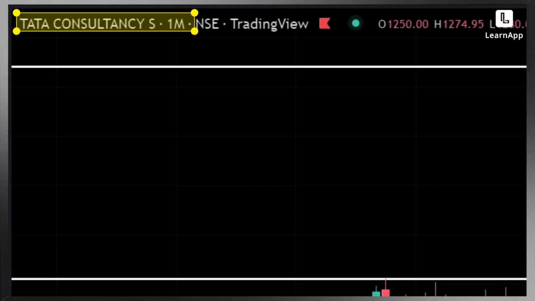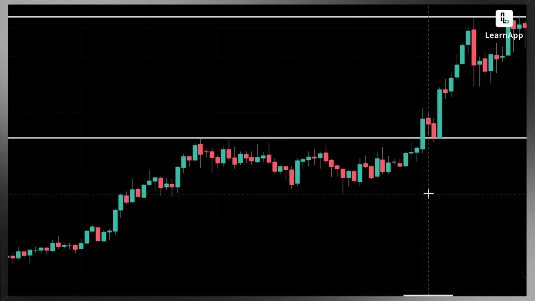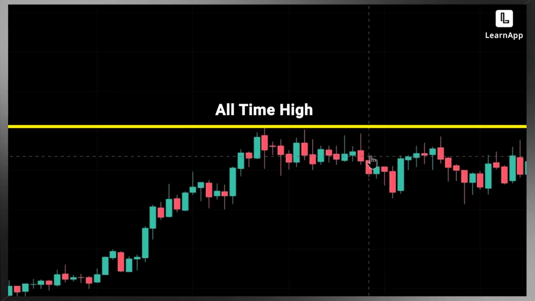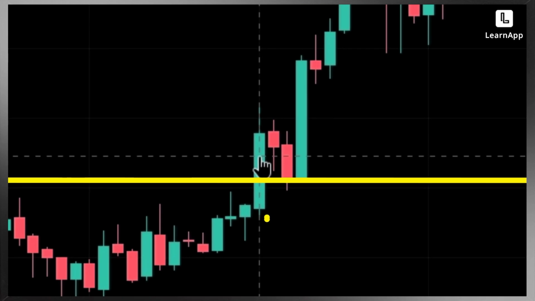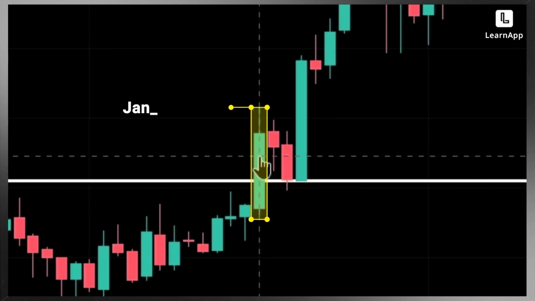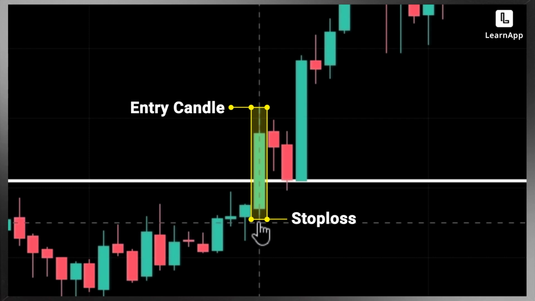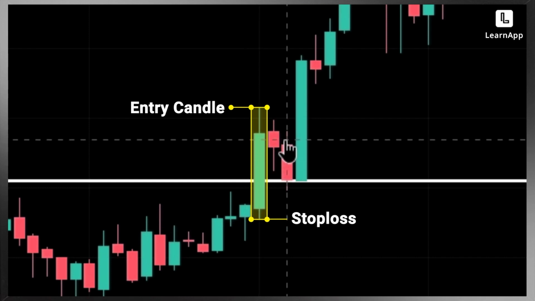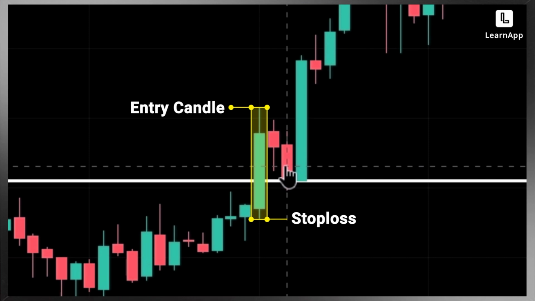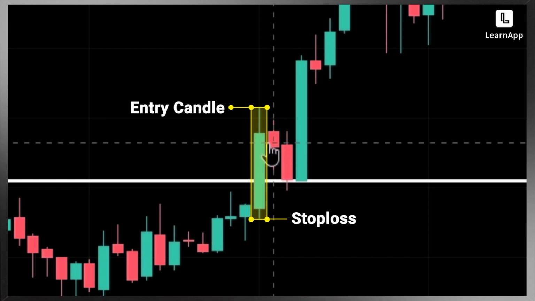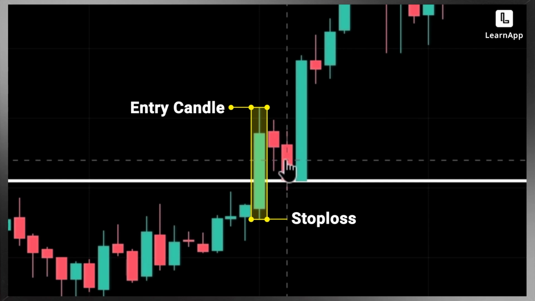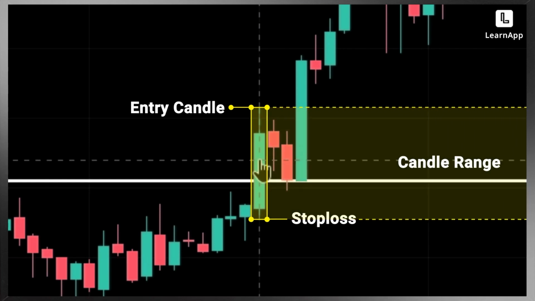So this is TCS monthly chart. Now this TCS was at all-time high over here. The all-time high broke over here, in January 2018, and this is our entry candle. We put our stop loss just below the low of this candle. Now a minor retracement, a copybook retracement after a breakout. But now this candle and this candle are not outside the range of our entry candle. So our stop loss nicely sits over here below the low of this candle.